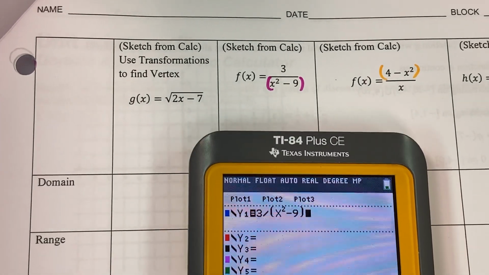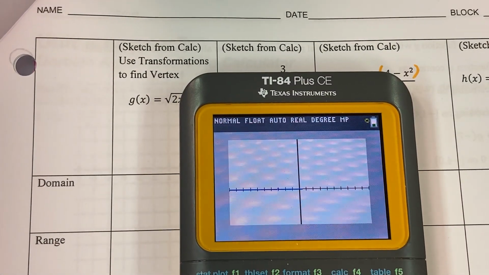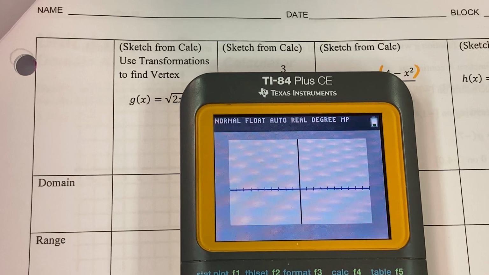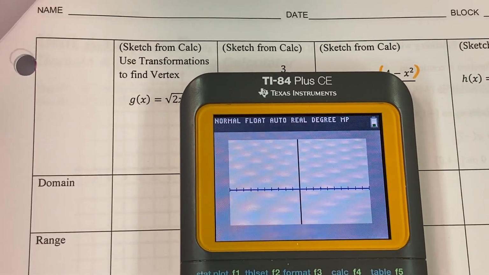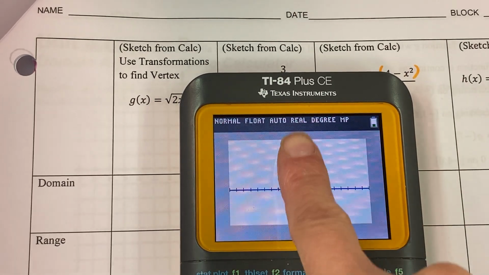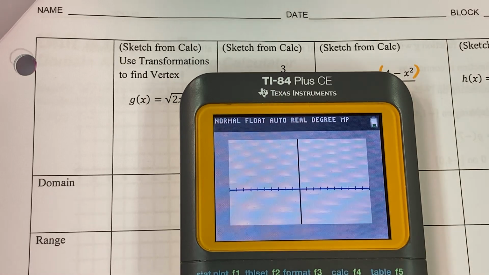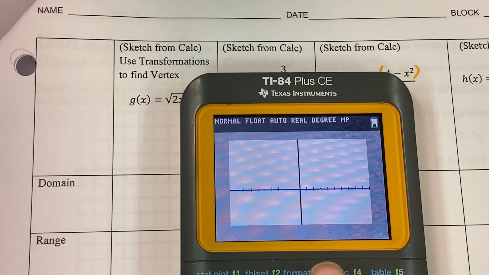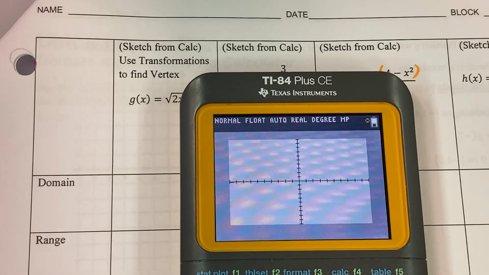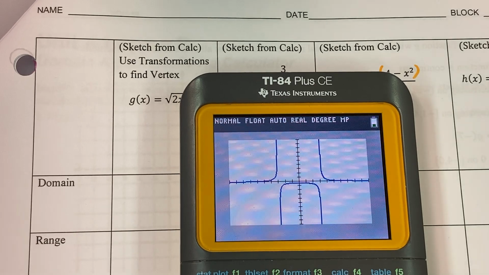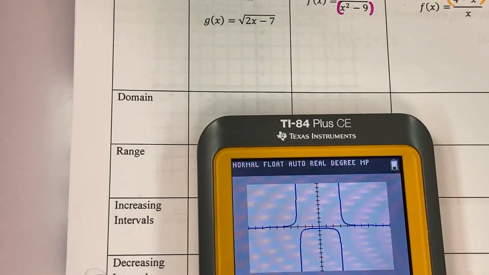Now, when I hit graph for this one, all right, I am not seeing a very good indication of what this graph looks like because I am still zoomed out from that last problem that we did zoom fit. So you can see that there's not even any tick marks on that y-axis. That's how zoomed out I am. So I'm gonna go and hit zoom. And then option number 6 is zoom standard, and that recenters me around the origin. And I've got this funky looking graph.